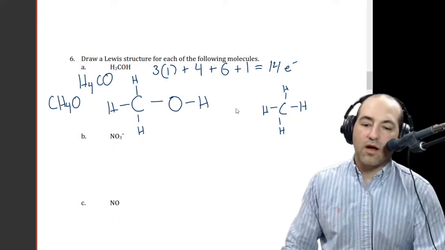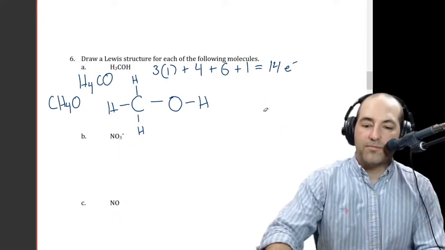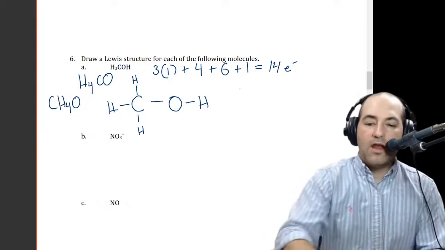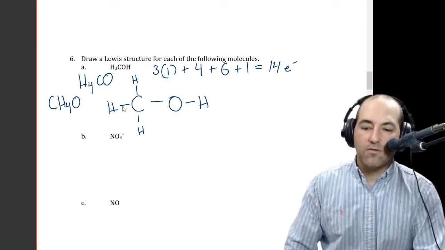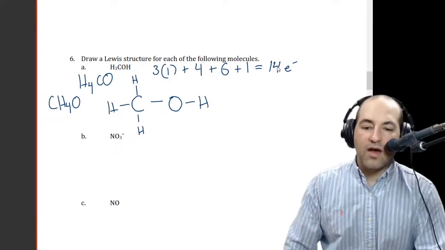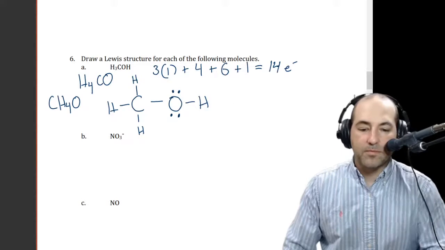All right, so once we have a structure like the one we have here, now we need to check our electrons. So far we've used 2, 4, 6, 8, 10 electrons. We've got 14 total, and this oxygen still needs some electrons because it's only got 4 so far. So that actually works out perfectly. Oxygen needs 4 more, so now we're good.